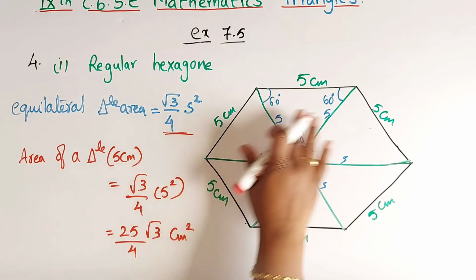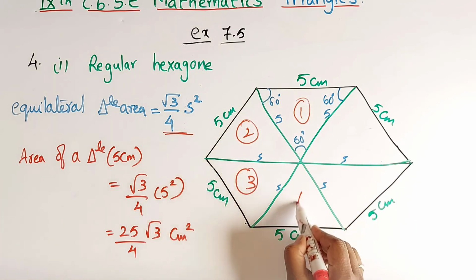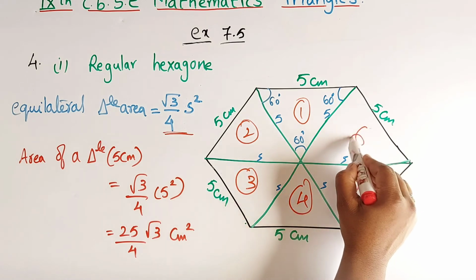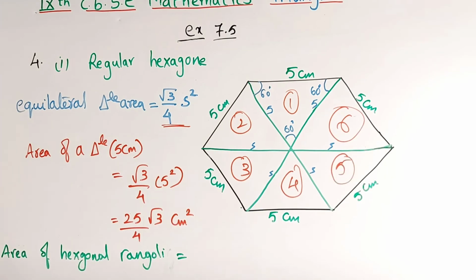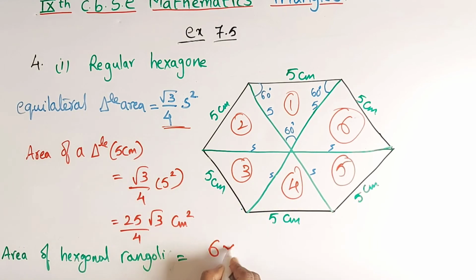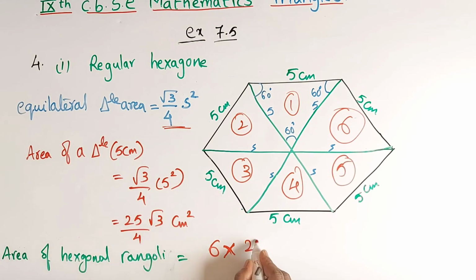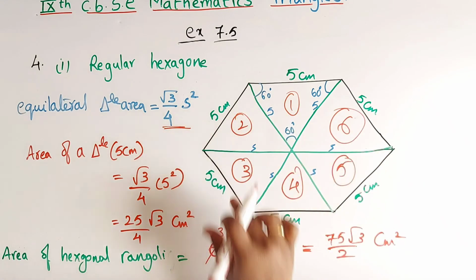So let it be here. We have a hexagon here. In that we have 1, 2, 3, 4, 5, 6 equilateral triangles. That means multiply by 6. Therefore, the area of the hexagonal rangoli, where 6 triangles are there, is 6 into each triangle area, that is 25 root 3 by 4 centimeter square, children. 2 threes are 6, 2 twos are 4, so 3 into 25, 75 root 3 by 2 centimeter square. Now what is this 75 root 3 by 2? That is the total hexagon area.